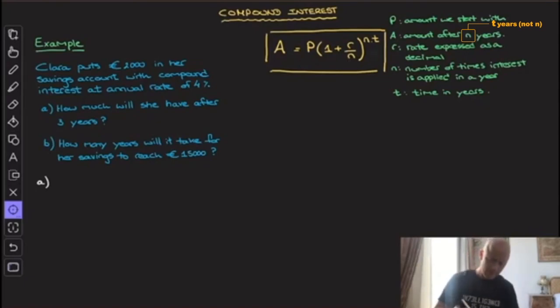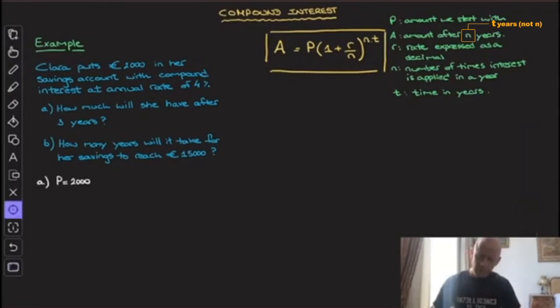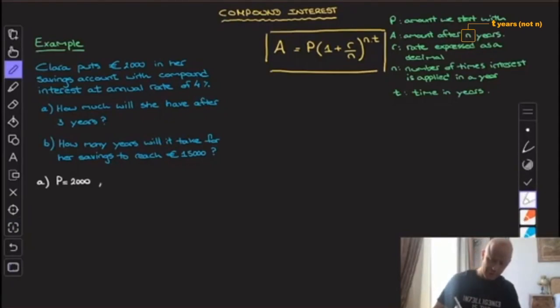Okay. So the initial amount she starts with is 2,000. So that allows me to write, okay, well, P is equal to 2,000. Okay, and I do that just reading through the question. Next, I'm looking at R, that's the annual interest rate. And again, we're given that in the question, that's 4%. So I can just write that at the top. Okay, R is equal to 4%.